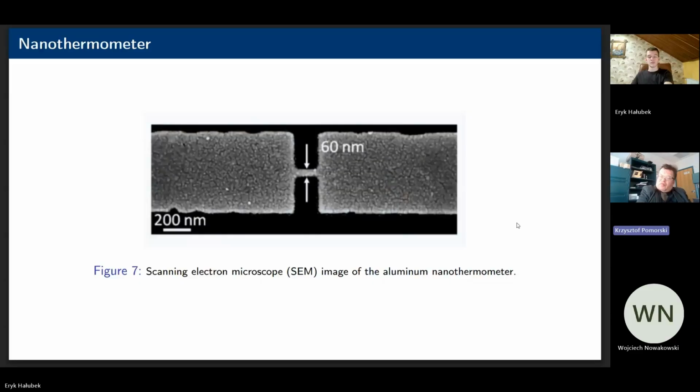What you are showing is a Dayem bridge, right? This is a Dayem bridge. It's a weak link, also called a Dayem nanobridge. By the way, what's the critical temperature of aluminum? It depends on your grain size. You can see here the grains are pretty small. In this case, it is around 1.3 Kelvin. So you have experience with this material, right? You already measured aluminum's superconducting properties, right?